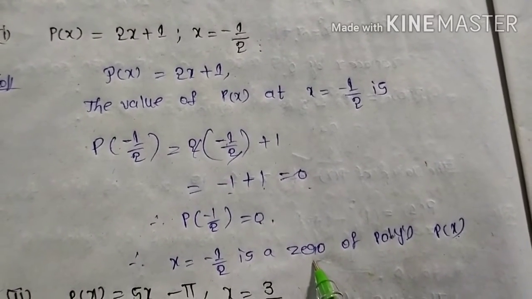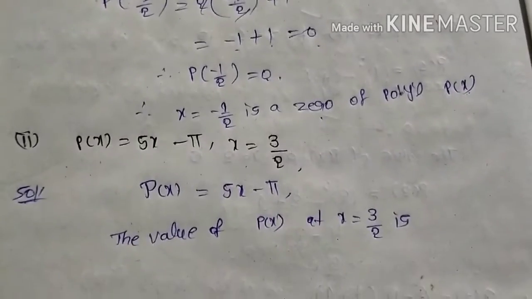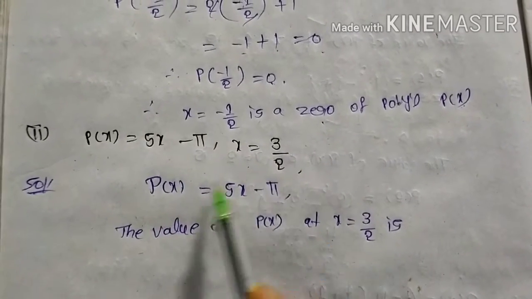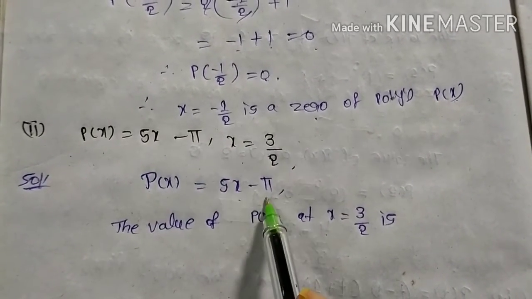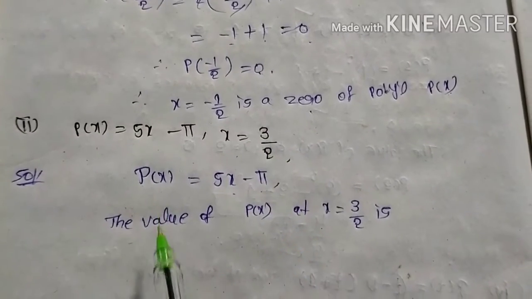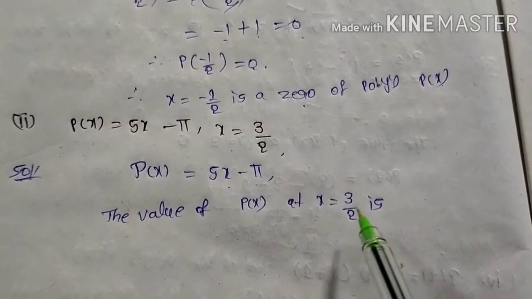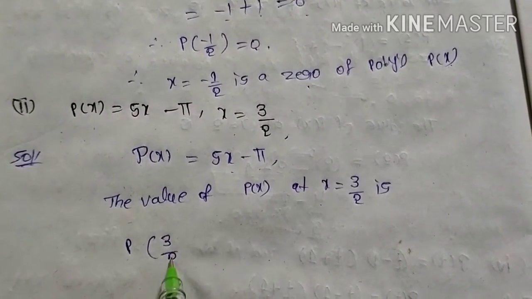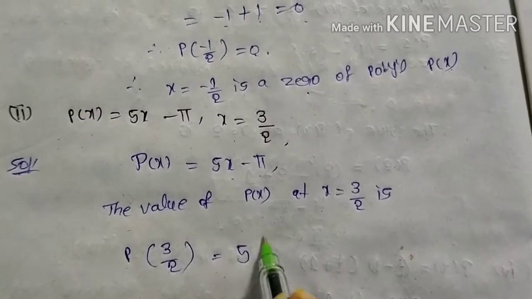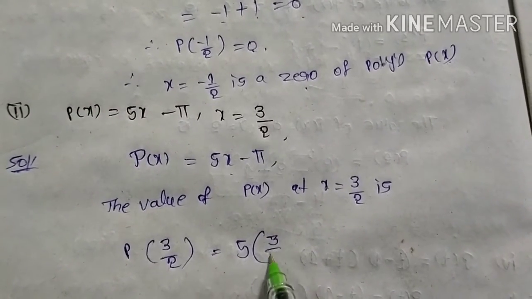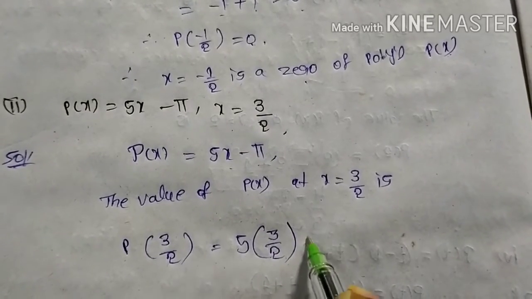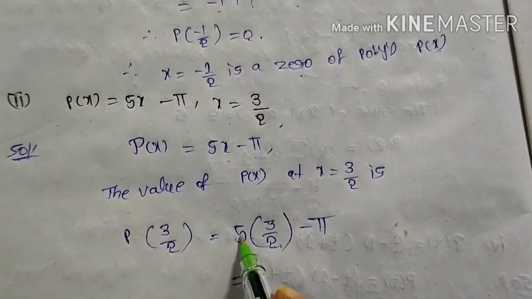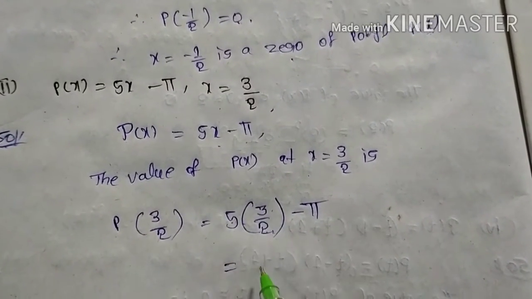If you are not getting 0, we can write, see, one more problem. P of x is equal to 5x minus 5, where x is equal to 3 by 2. Just you can take here p of x is equal to 5x minus 5. We need to substitute x value, which is how much? 3 by 2. That means I am writing here the value of p of x at x is equal to 3 by 2, you can write here clearly, p of 3 by 2 is equal to 5 into 3 by 2 minus 5. See here, is there any simplification? It's not possible. You can write here 5 into 3 how much?